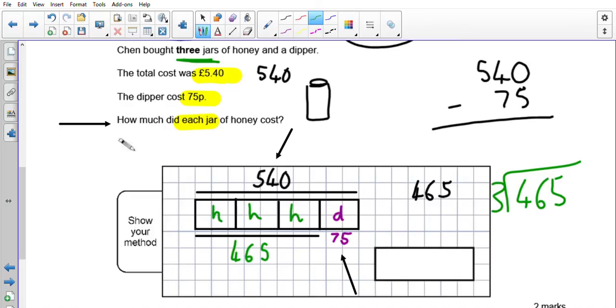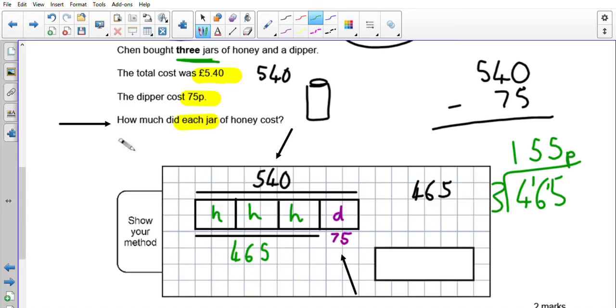I'm going to use a short formal division method for that, or you can call it bus stop if you will. How many 3's go into 4? How many lots of 300 can I make from 400? Make 1 and I can carry 100 over into my 10s. How many groups of 3 can I make from 16? Well, I can make 5 there with 1 remaining. And then how many groups of 3 can I make from 15? 5 with no remainder. So it's 155p for each jar of honey.